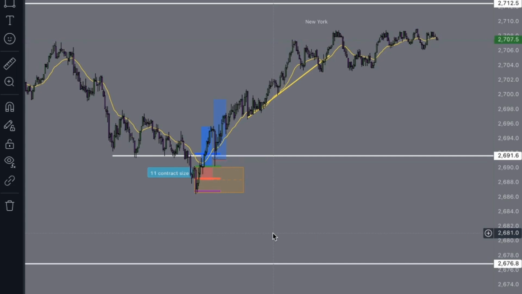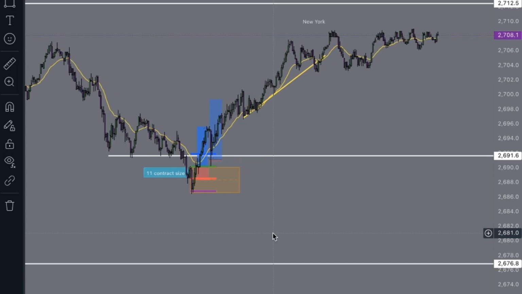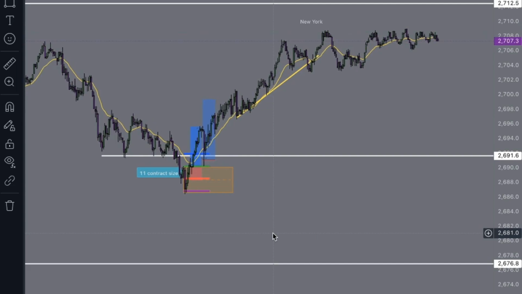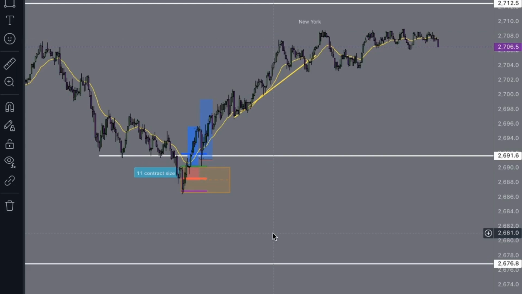For futures, maybe use the 20. Maybe you like the 30. Maybe you like the 14. Find one that your eyes see and then stick with it. I'd probably say don't go too small, right? Because you still want this to be telling you the trend. But you guys get the idea.